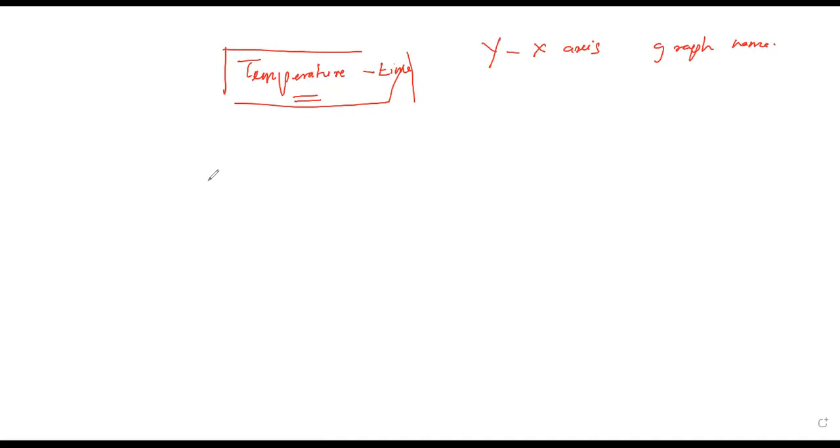So you should be able to find it. That is why they asked without giving the axis. They didn't give that, right? So you have to draw it first. You have to write the axis. Mark for axis. Temperature.